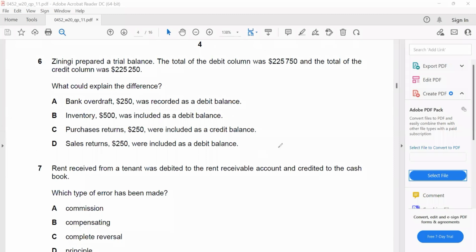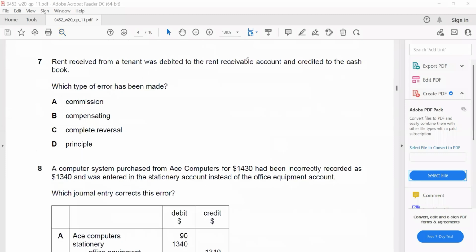Rent received from a tenant was debited to the rent account and credited. By right, this rent received should be debit cash, credit rent received account, rent receivable account. Which type of error has been made? Under this, all of these will not affect the trial balance.